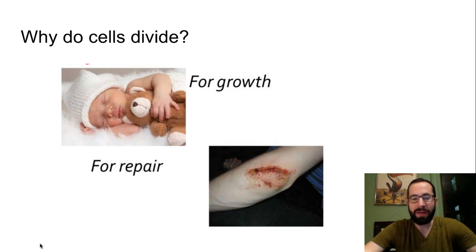Cells also divide for two main reasons that you need to be familiar with. The first one is when we grow. Many of you are still growing, and your cells are dividing to help you grow. And also when we get hurt. Everyone probably at some point in their life has gotten a cut. Well, thankfully, your cells divide, and you make new cells to heal that wound. It's a pretty nasty gash there, by the way.